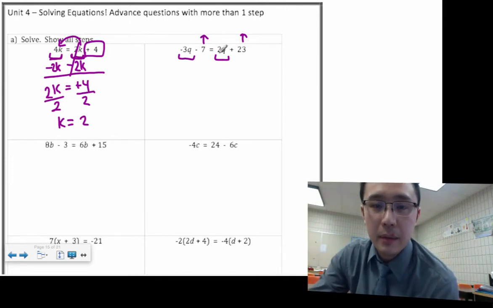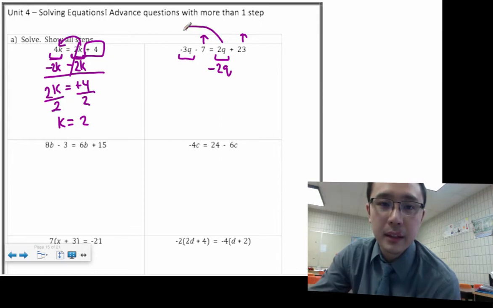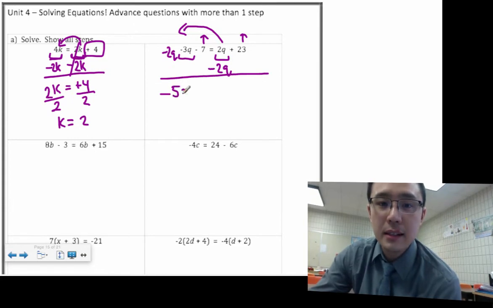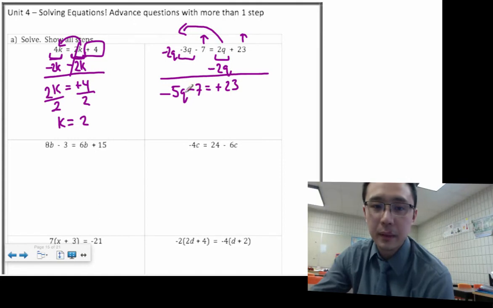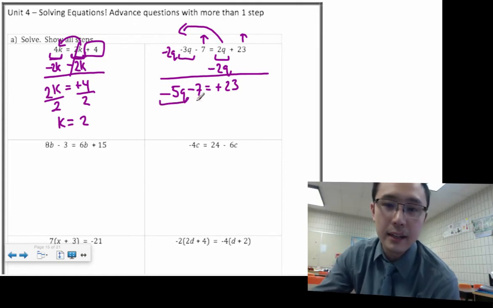So I'm going to move this negative 2q over to the left side. So I subtract negative 2q here. That means I have negative 5q subtract 7 is equal to plus 23. Notice that I have my q's all on the left side, nothing on the right side.